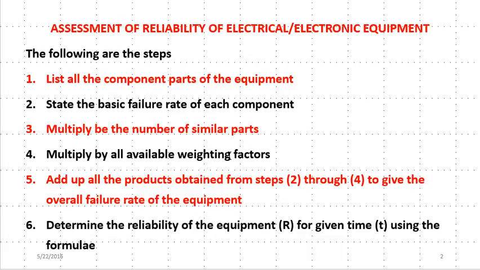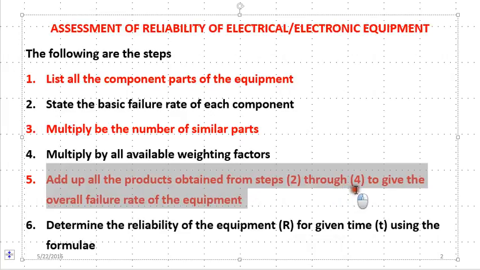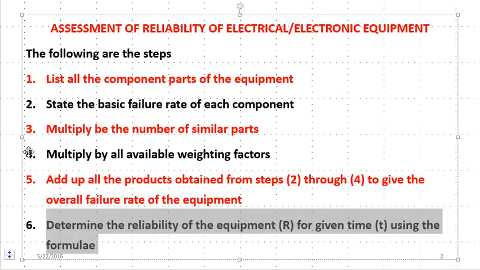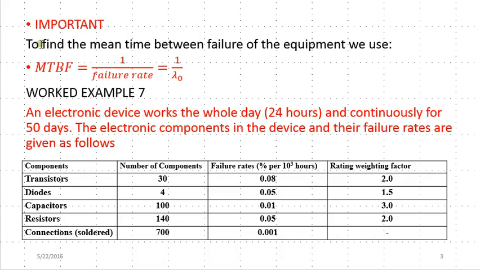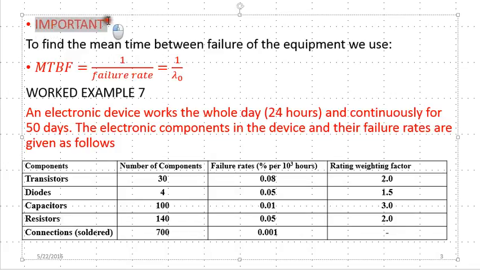As we have seen, we have environmental, temperature, and rating weighting factors. And then after that, you come and add all the products obtained from stages 2, 3, and 4, and finally use the formula for calculating the reliability. For us to understand this better, let us look at an important thing here. After determination of the reliability, if we are asked to find the mean time between failure, we know it is the reciprocal of the overall failure rate.